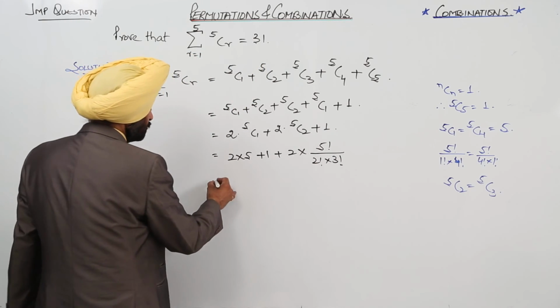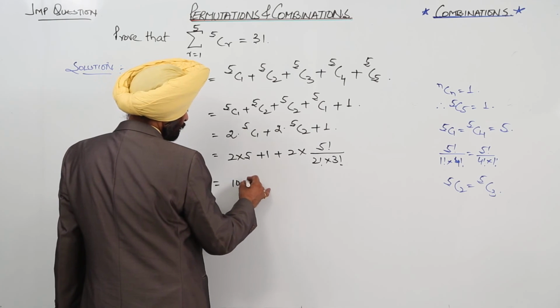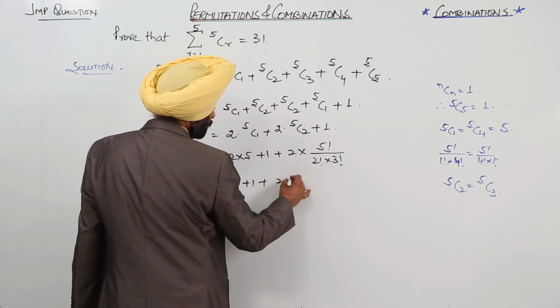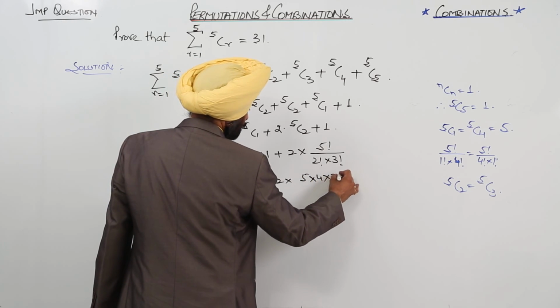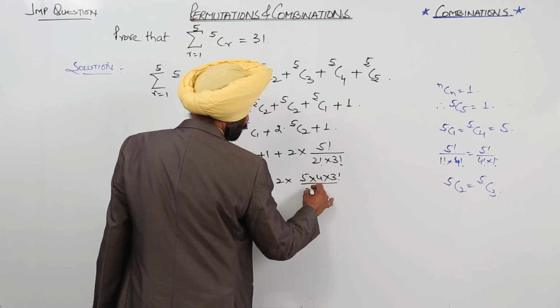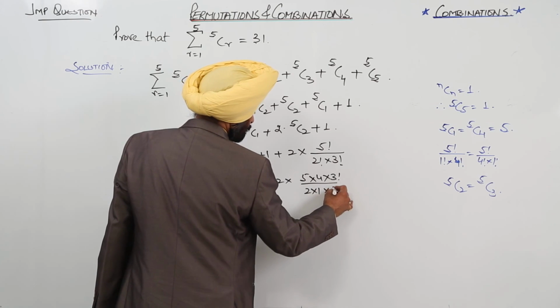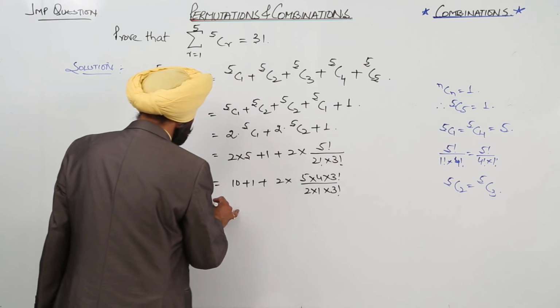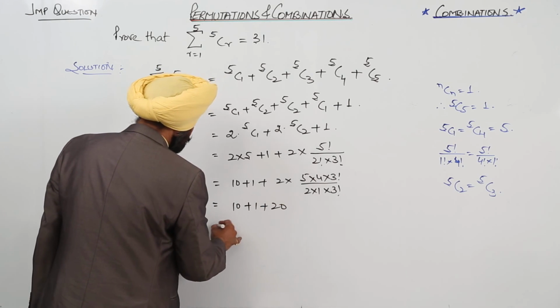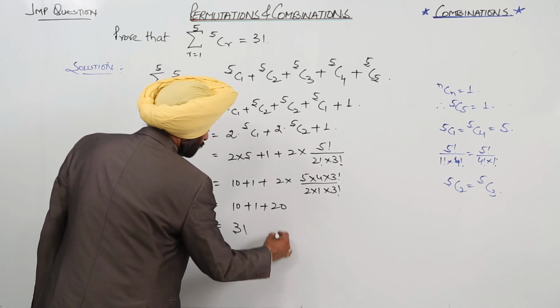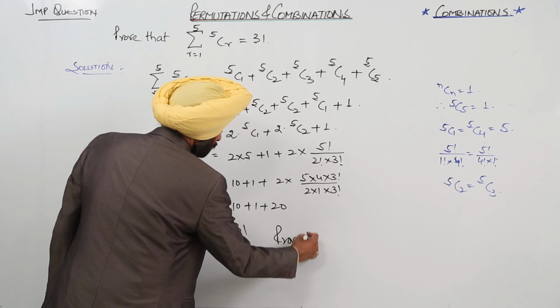Okay. Now this becomes 10 plus 1 plus 2 times 5 factorial upon 2 times 1 times 3 factorial, which gives 10 plus 1 plus 20, which is equal to 31. Proved.